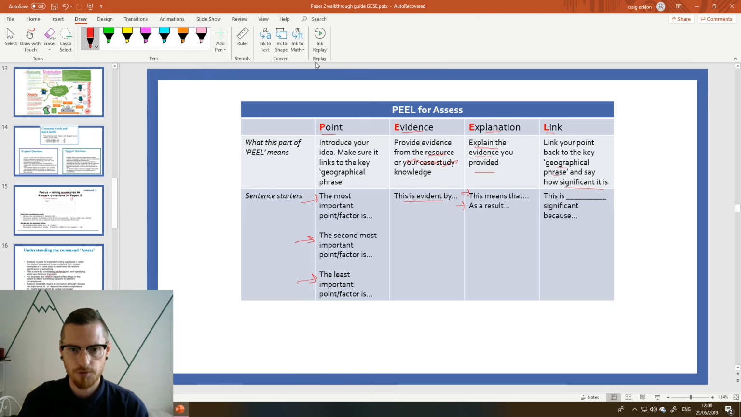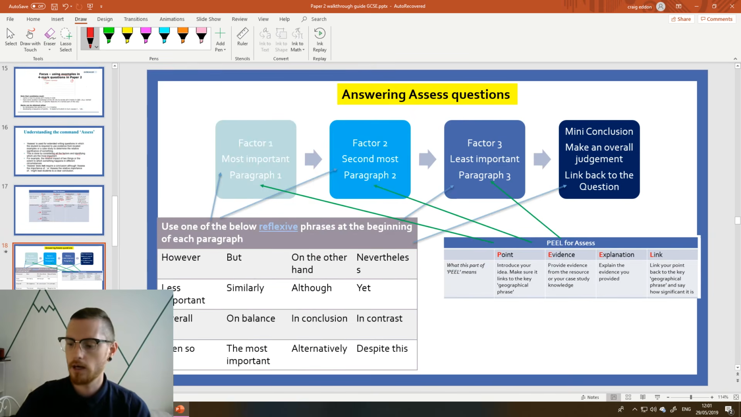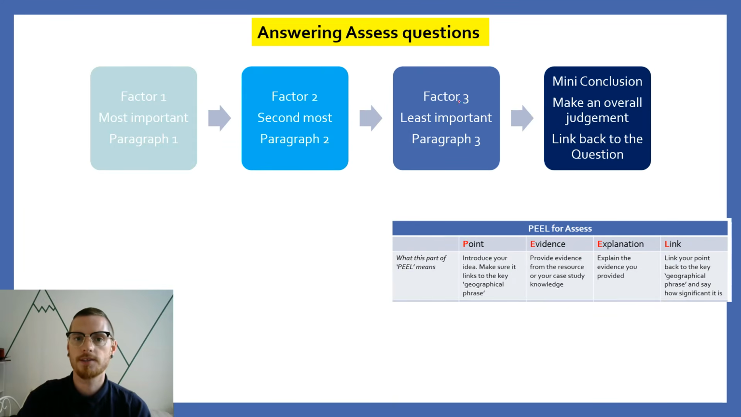If you need more help again on assess structures, I model and visualize this in paper 1's walkthrough. Pause here, go back, thumbnail, watch it, come back. Quick overview again, and I'll just go to animations here to help. So this is our answering assess structure. You're going to have factor 1 or idea 1, and this is going to be your first paragraph, and whatever is the most important point in terms of that question. Then factor 2, second most, paragraph 2. Third factor, least important, third paragraph.